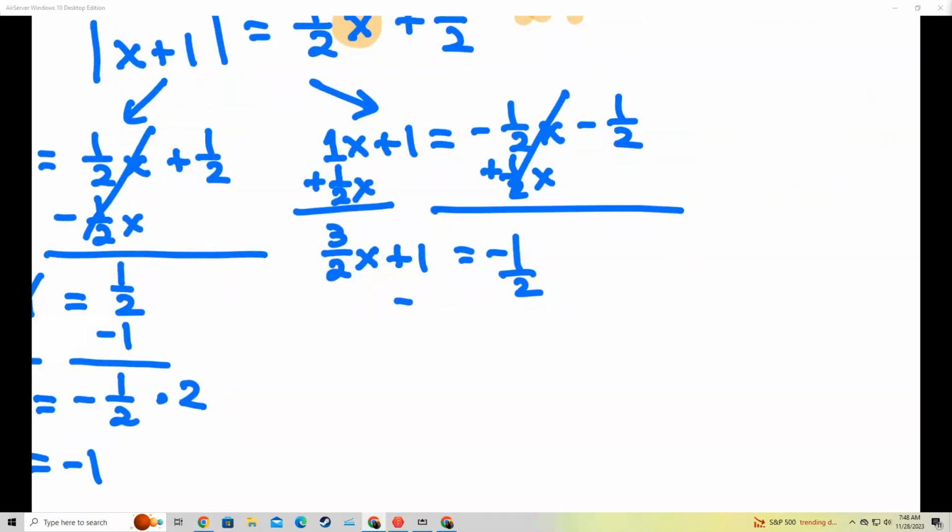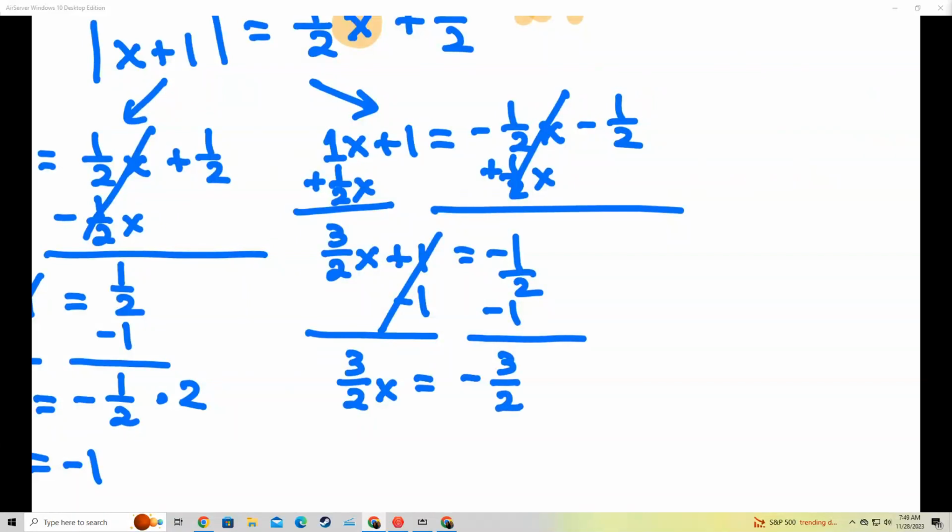I'm going to subtract 1. Again, if you have a negative 1 and you subtract the negative half, that's going to be negative 1 1/2. Negative 1 1/2 is negative 3 over 2. So this is 3 over 2x is equal to negative 3 over 2.